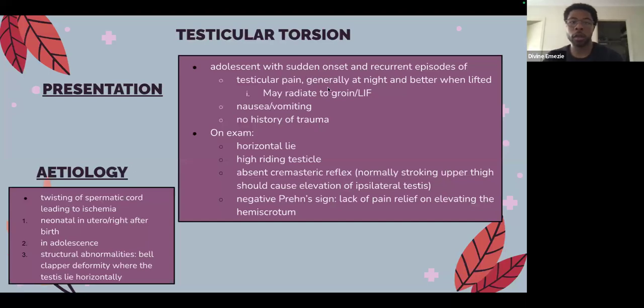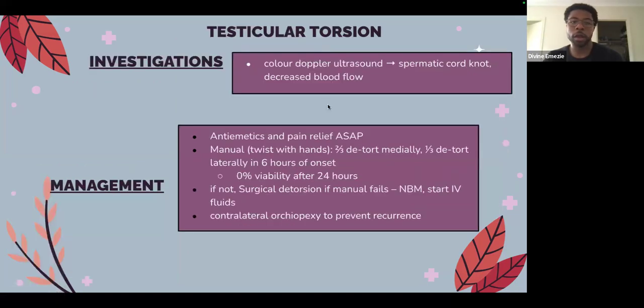Adolescent with sudden onset testicular pain, nausea, vomiting. Think about the features on exam: absent cremasteric reflex, negative Prehn sign. So you might have heard about this: elevating the scrotum doesn't actually help with the pain. But a particular risk factor that's helpful here to think about is bell clapper deformity, where the testes lie horizontally.